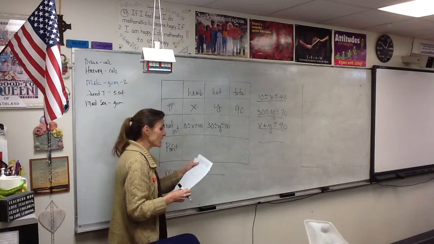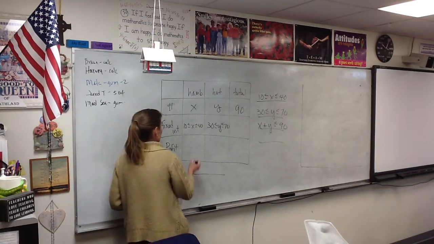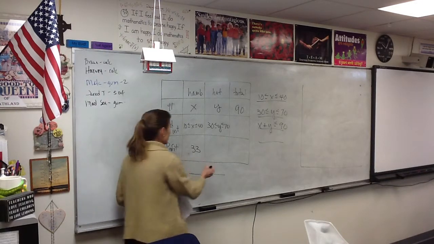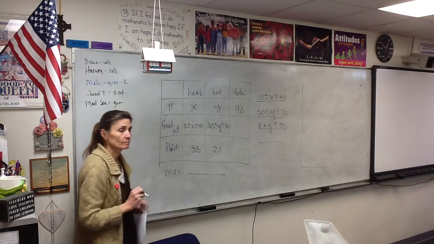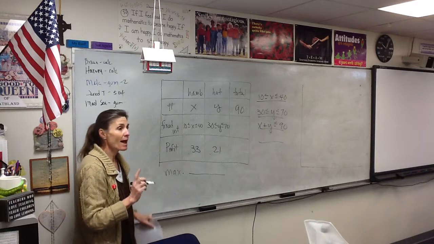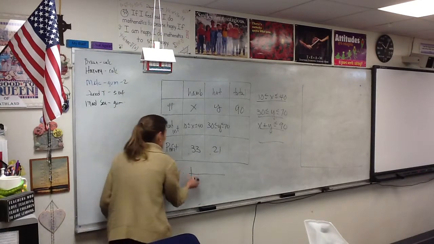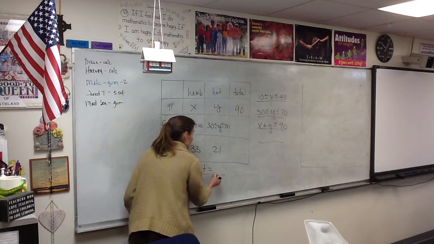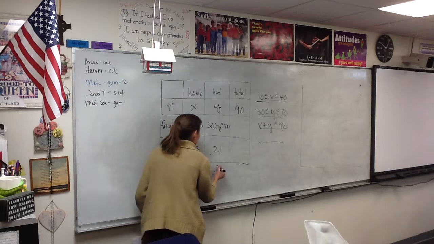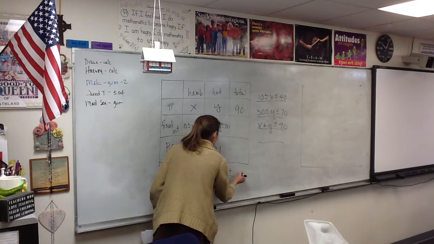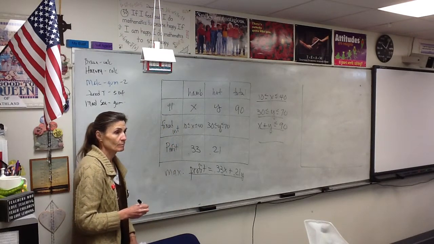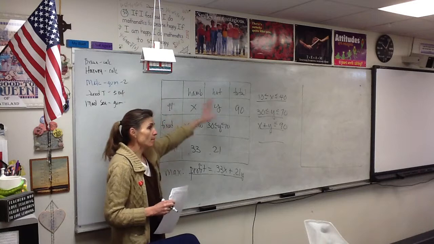The profit on a hamburger is 33 cents. The profit on a hot dog is 21 cents. How many of each kind should you sell to maximize profit? You want to maximize your profit, and how will you calculate it? 0.33x plus 0.21y. Perfect. You are set up and ready to roll.